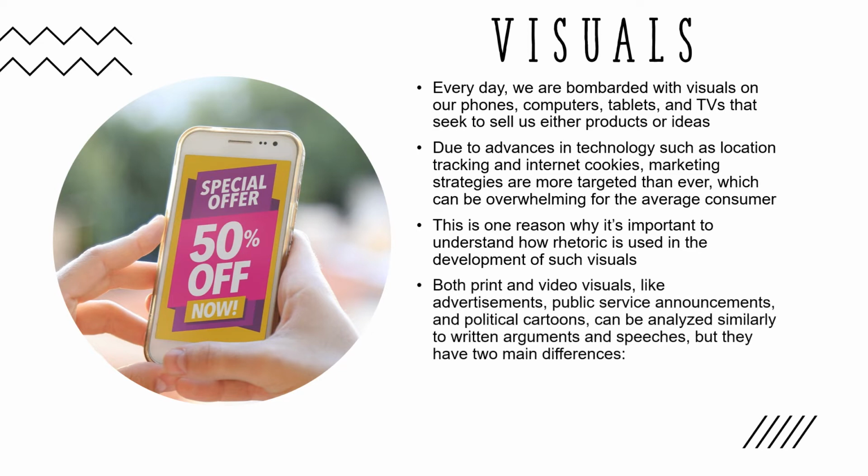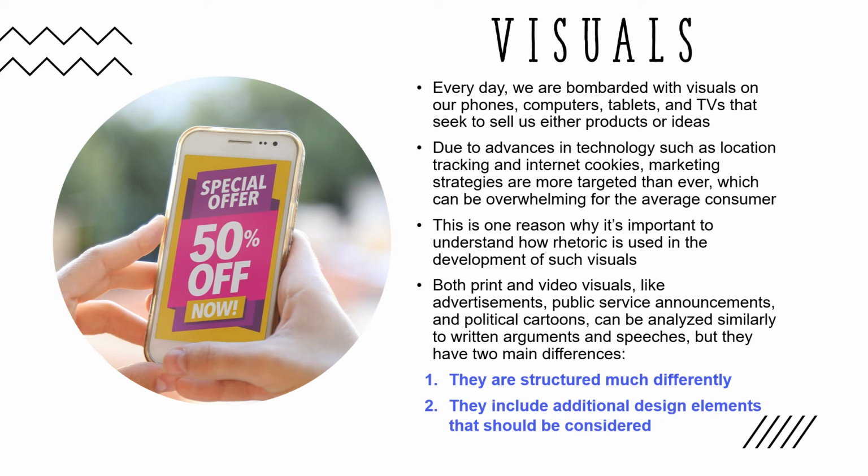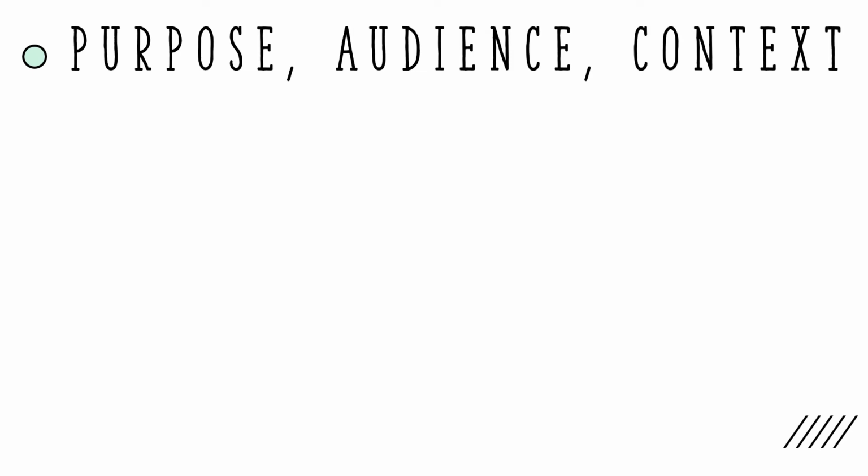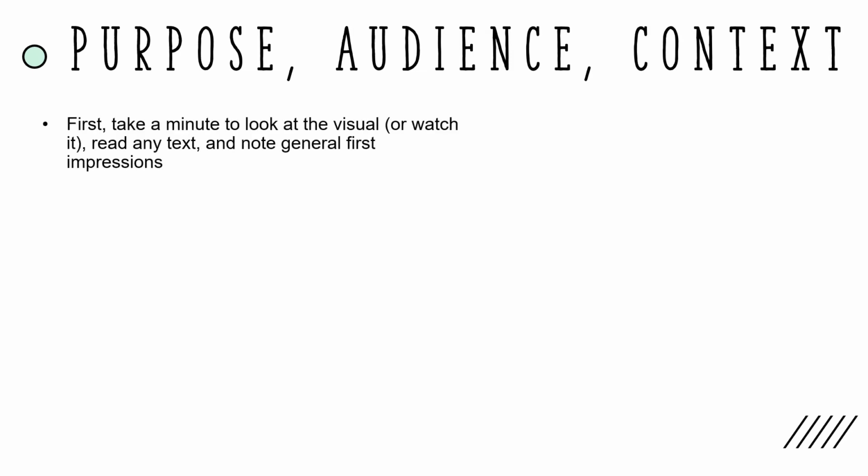Both print and video visuals, like advertisements, public service announcements, and political cartoons, can be analyzed similarly to written arguments and speeches, but they have two main differences. They are structured much differently, and they include additional design elements that should be considered. When analyzing a visual, first take a minute to simply look at it, or if it's a video, watch it, read any text, and note any general first impressions that stand out. Then, determine the visual's overall purpose.